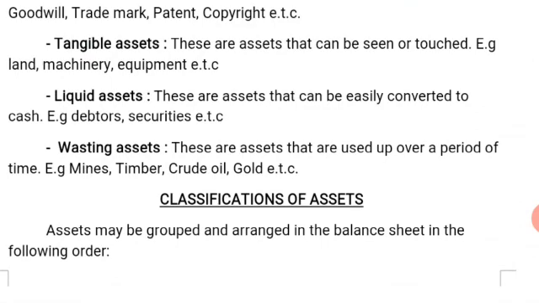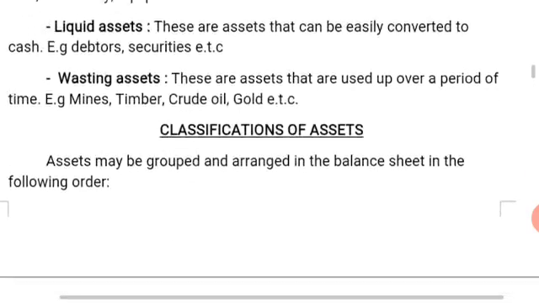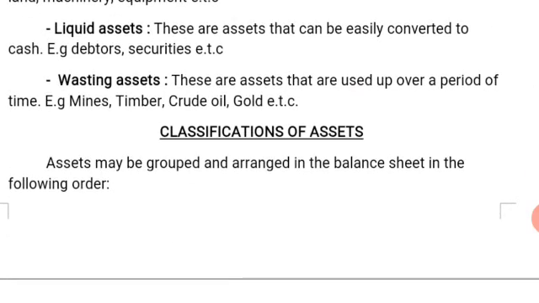Tangible assets. These are assets that can be seen or touched. These are the real assets of the business which can be seen or touched. Examples include land, machinery, equipment, etc. Also, we have liquid assets. Liquid assets are assets that can be easily converted to cash. So any asset that can be easily converted to cash is referred to as liquid assets. Examples are debtors, securities, etc.